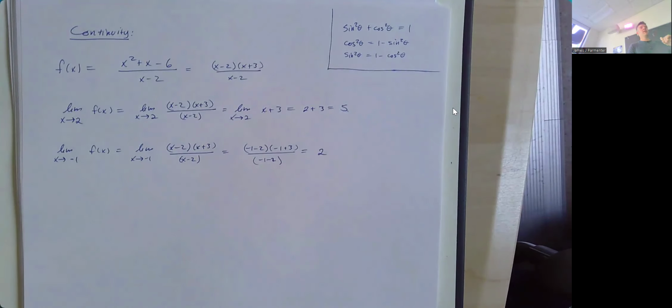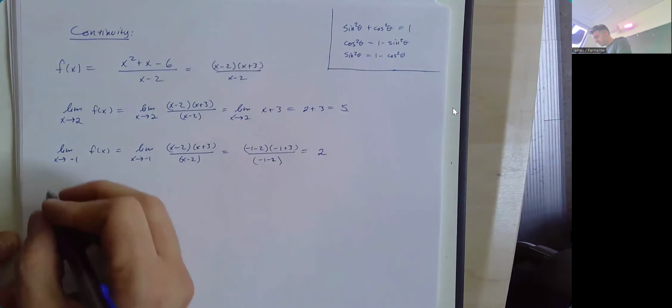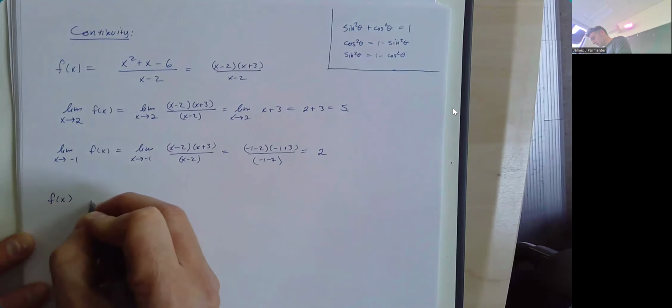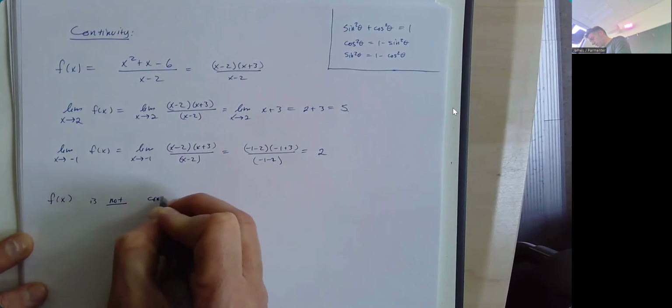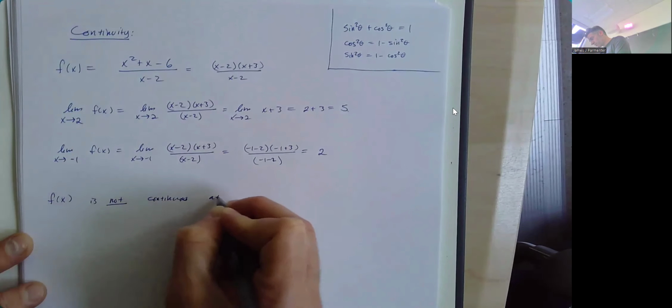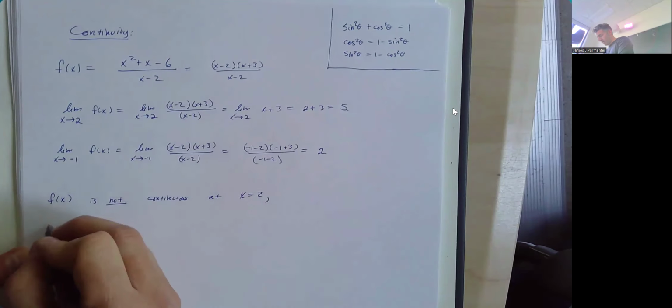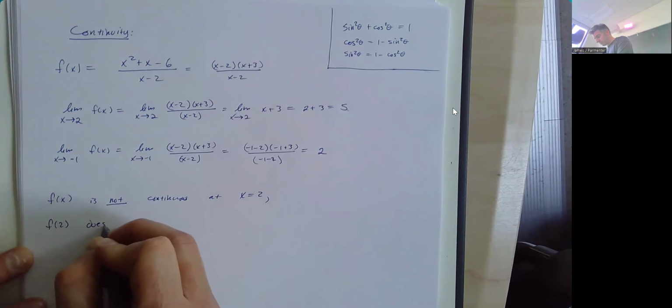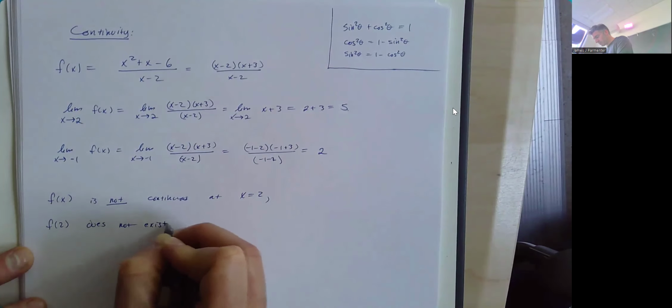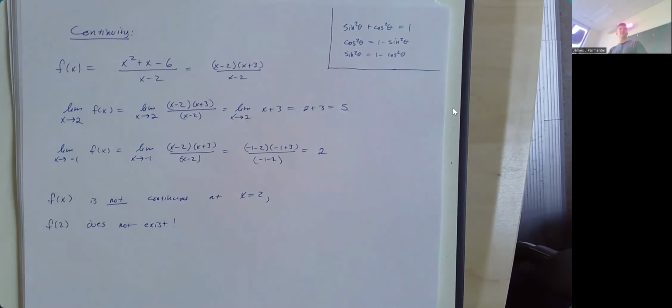However, this function is not continuous at 2. Because even though the function has a limit that exists at 2, f of x is not continuous at 2. In fact, f of 2 doesn't even exist. If I try to plug into this function actually, and not just take a limit, but actually sub into the original function, it can't be done. I get 0 over 0, which is undefined, indeterminate. So the limit exists, the limit is 5, the function does not exist at 2.